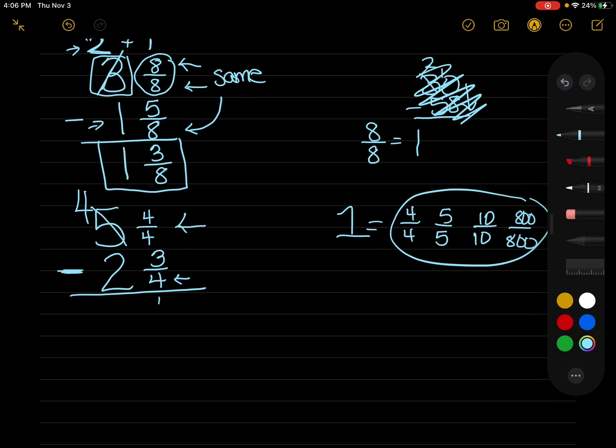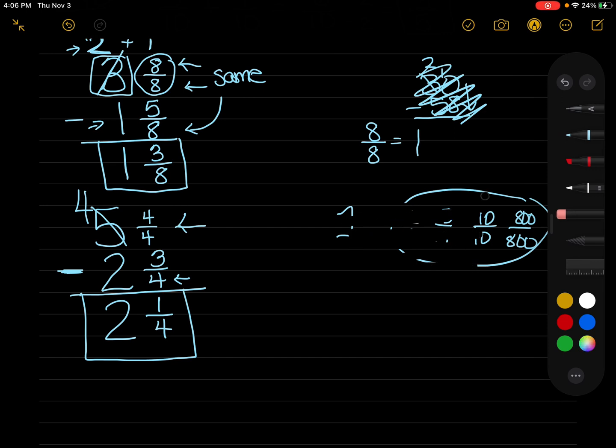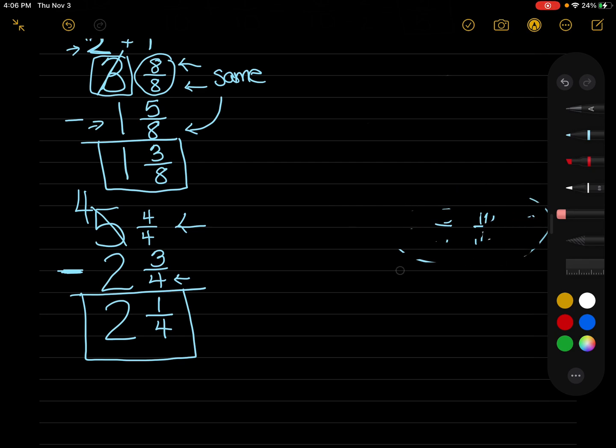4 minus 3 is 1. My denominator stays the same, and 4 minus 2 is 2. So my answer is 2 1/4. That cannot be simplified anymore. Sometimes it can, so if you feel like it can be simplified, then you need to make sure that you simplify it also. Okay, let's do one on your own like that and see if you can get the right answer.